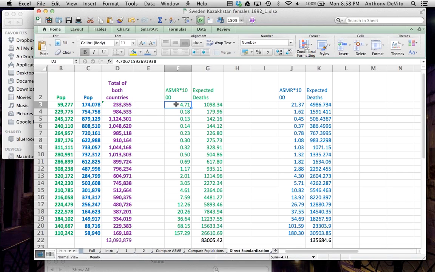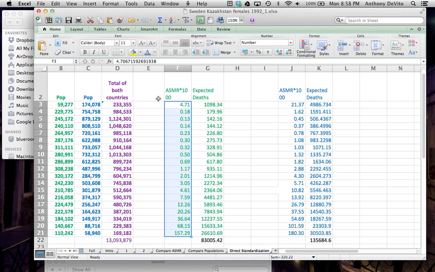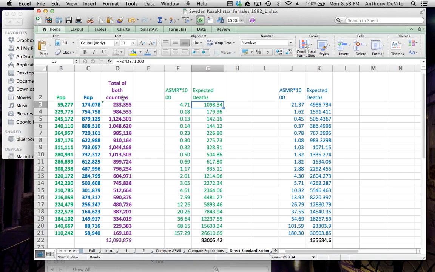Okay, let's see if I apply the age-specific mortality rates for Sweden to this single population that we're going to use as a standard, right? It's 4.71. It's actually 0.004 if I forget about that, times 1,000 times 243,000. At that rate, I would expect 1,000 women. Notice F3 times D3 divided by 1,000 to get rid of the 1,000. That would be the number of infants we would expect to die if they were dying at the rate that they do in Sweden. If they're dying at the rate that they do in Kazakhstan, that same 233,000, we would expect 5,000 deaths instead.